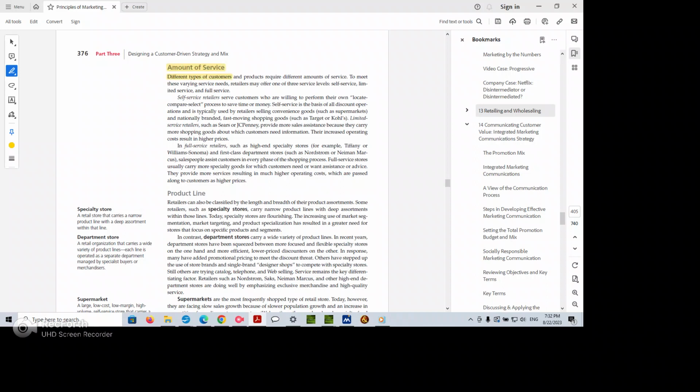Now, let's talk about this idea of amount of service. So for amount of services, different types of customers and products require different amounts of service. Okay. Now, there's many examples of this. This could be in industries where it's harder for them to get around, but these are valuable customers. It could be in places like airports or other publicly accessible areas.